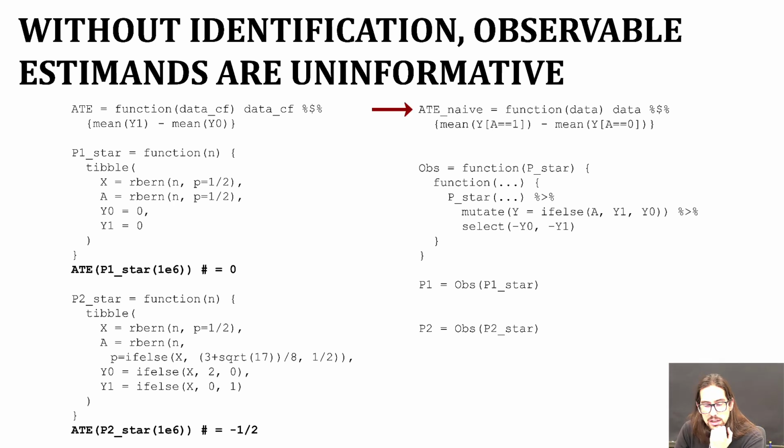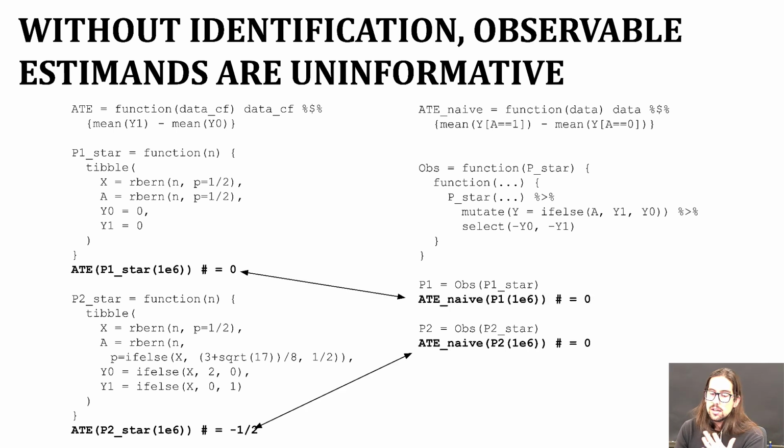So we have to define the naive ATE, which takes data drawn from one of these distributions, which is just y, a, and x. And I'm just taking the mean of y for the subset where a equals 1 minus the mean of y for the subset where a equals 0. And if I do that, for both of these, I get 0. Okay, and this is the discrepancy that I was talking about right here.